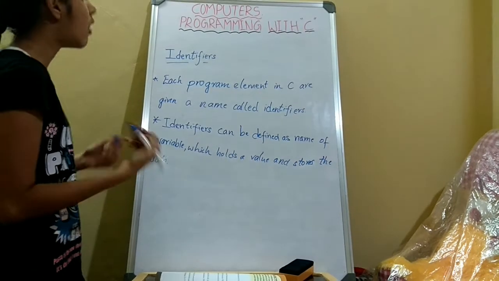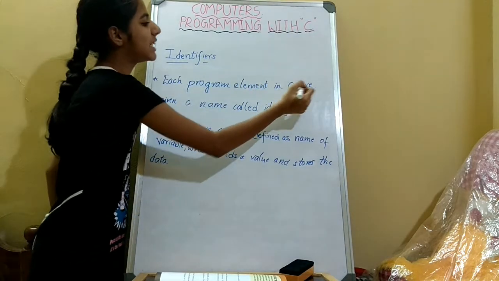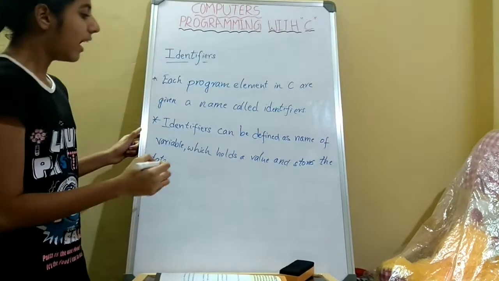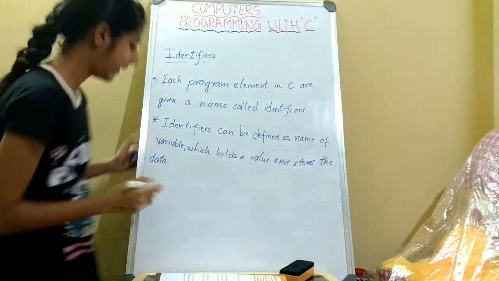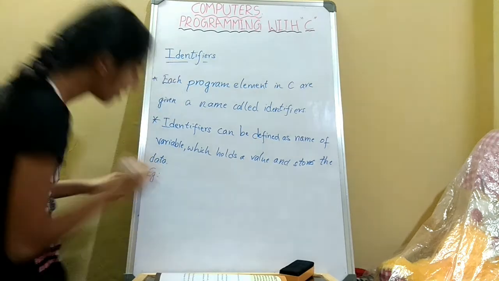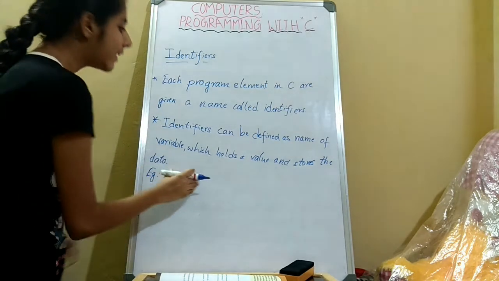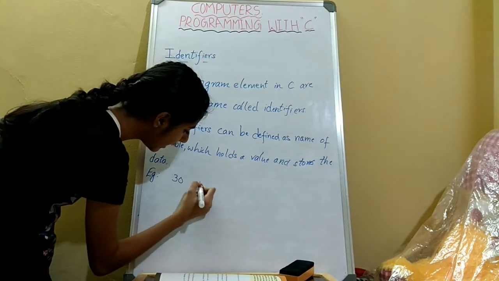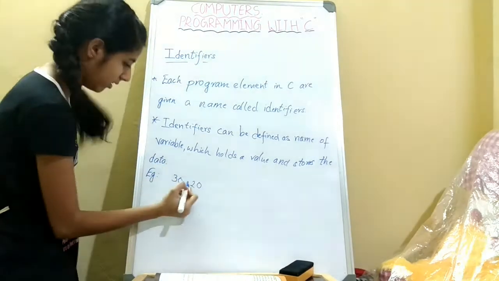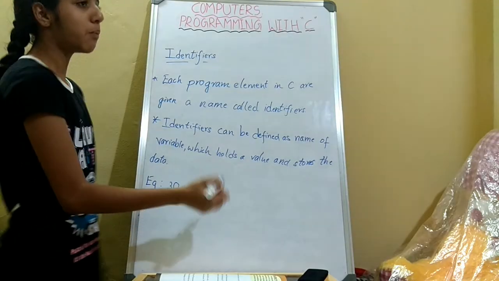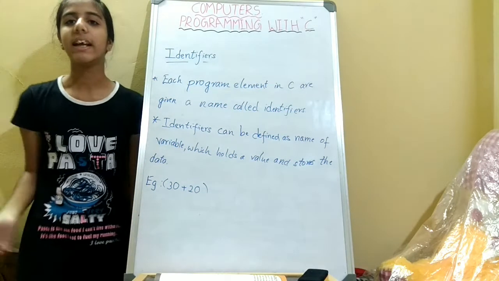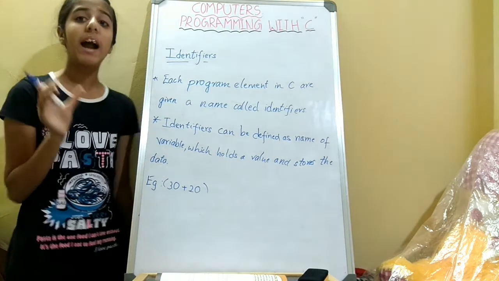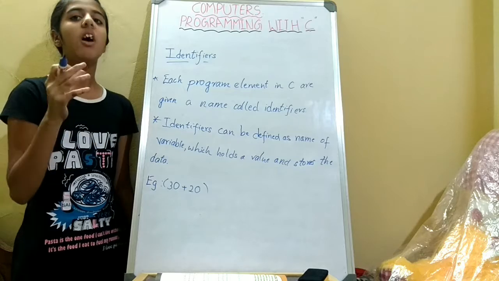Each programming element in C is given a name called an identifier. Suppose you are writing a program. You give 30 and 20 to add in the program. Suppose you are writing 30 plus 20 in the program. C cannot understand what you are writing, so you should assign a particular letter to it.